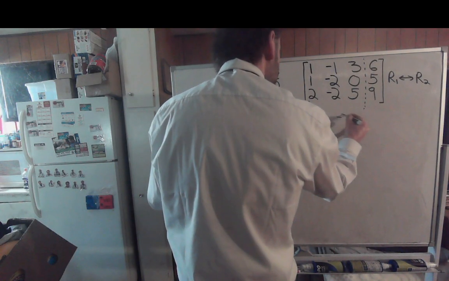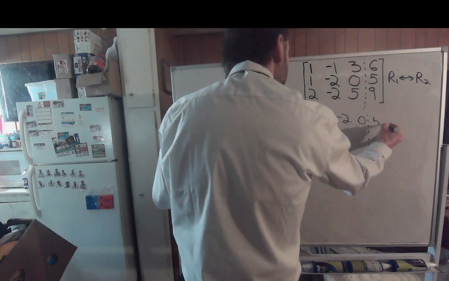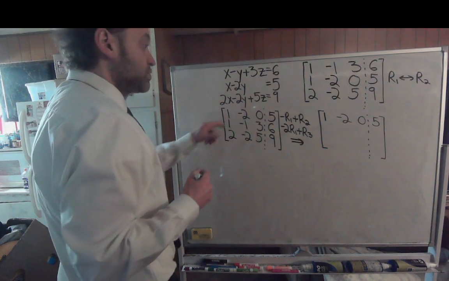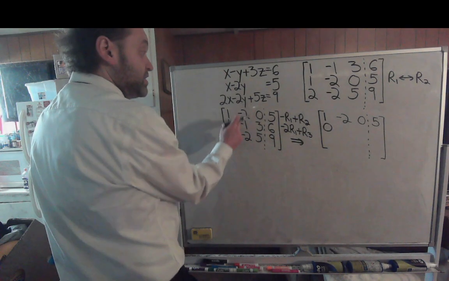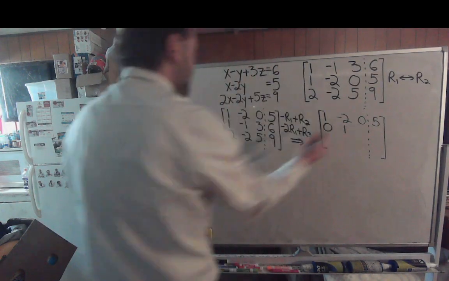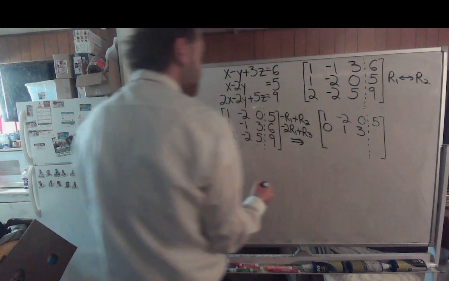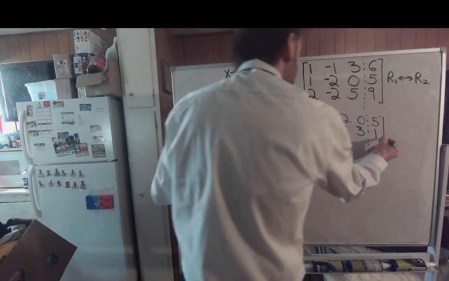So row 1 we're just leaving alone for now, at least. Alright, so negative 1 plus 1 is 0. Negative negative 2 is actually positive 2, minus 1 is 1. 0 plus 3 is still 3. And then negative 5 plus 6 is positive 1.